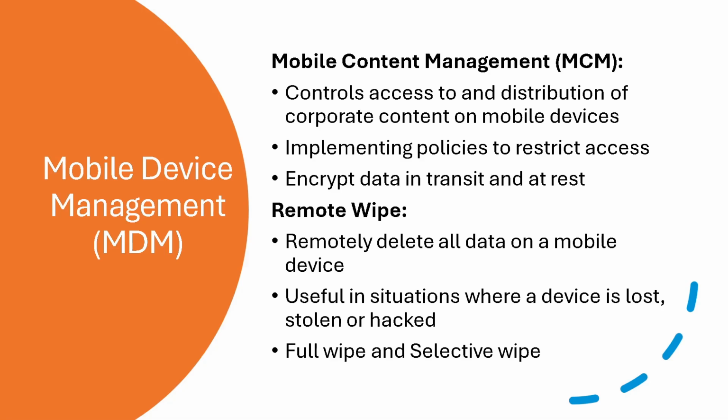Remote wipe. Remote wipe allows administrators to remotely delete all data on a mobile device. It is useful in situations where a device is lost, stolen, or hacked. The wipe can be of two types, the full wipe and selective wipe. Full wipe deletes all data, returning the device to factory settings, while selective wipe deletes only the corporate data, leaving personal data intact.